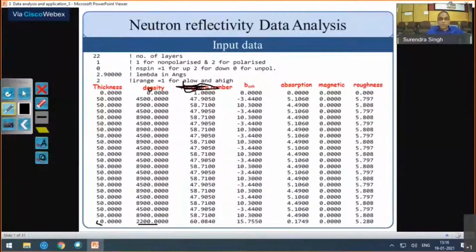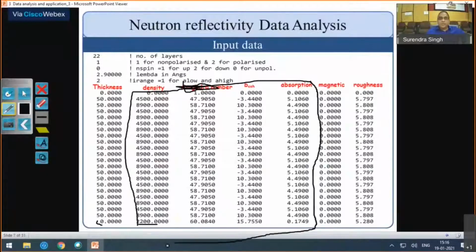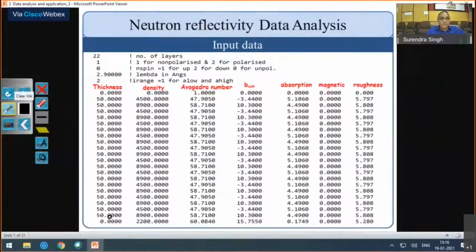So from density, atomic number, B coherent and B absorption, these four columns give you the scattering length density. In different programs, different inputs are required. For some programs you have to calculate the scattering length density yourself and give only one parameter. But since my program generates the scattering length density within the program, I give this kind of input. So basically, for each layer we are giving these parameters: thickness, density, B coherent, because this gives the scattering length density, and roughness.